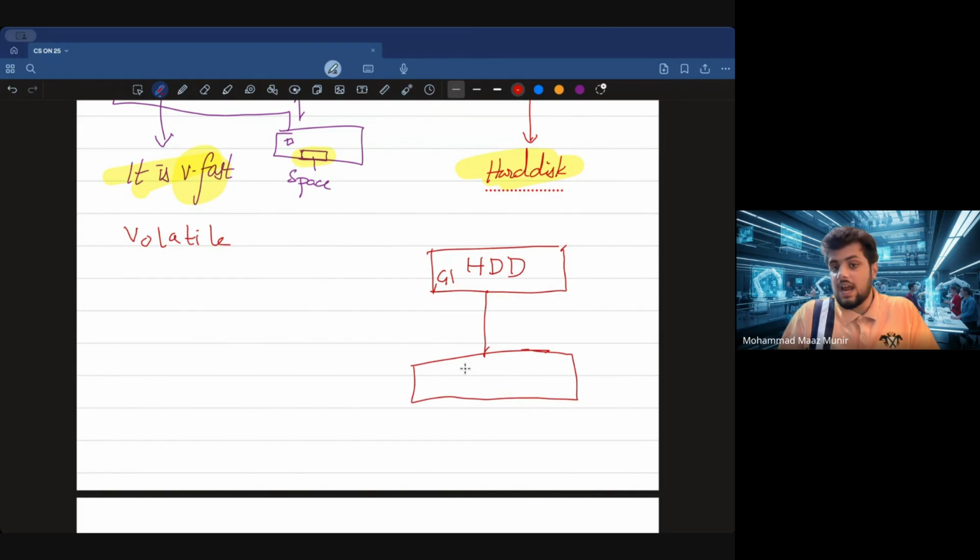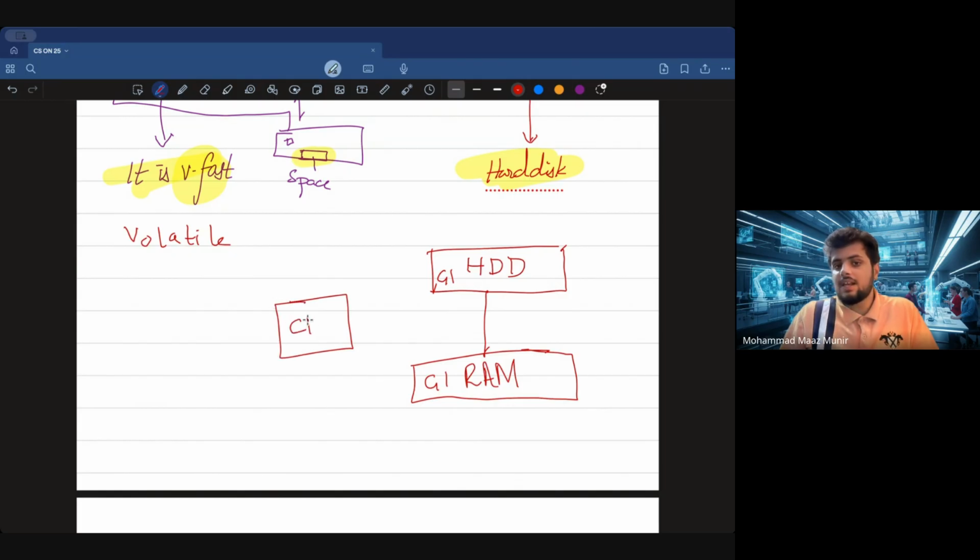So if this is RAM, whatever I want to execute or use right now, I put it into RAM. So if I want to play game number 1, I bring game number 1 into my RAM. So I got game number 1 in my RAM. Now I will be playing the game, and here let's say I have the CPU.